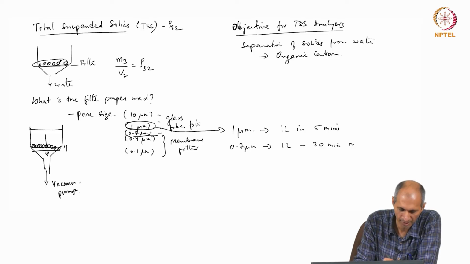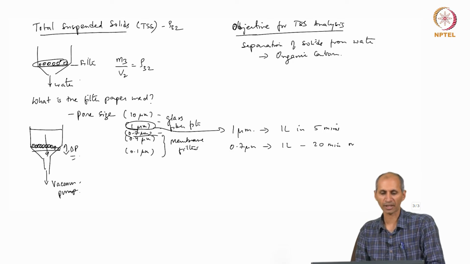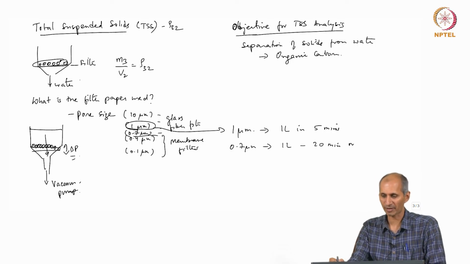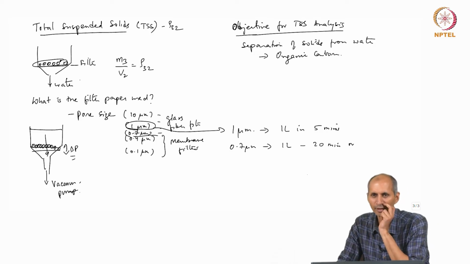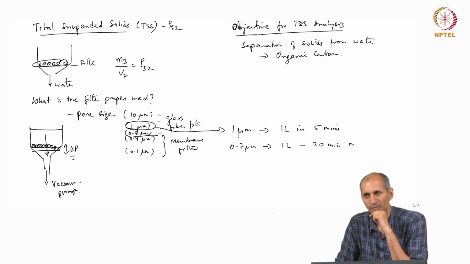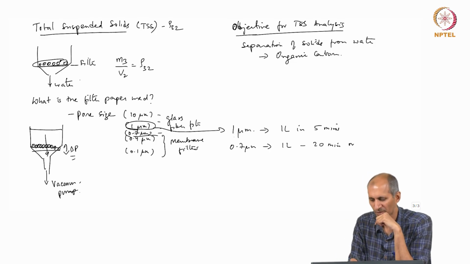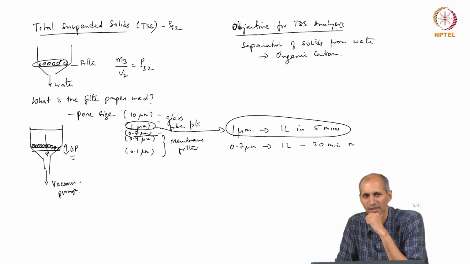There is a pressure drop acting here, so you have to push the water across the filter. Even with the vacuum pump, you will sometimes not be able to filter with a 0.7 micron filter. So, between 1 and 0.7, if there is this much difference, I would rather use a 1 micron filter. What will be my loss of information if I use a 1 micron filter versus 0.7?